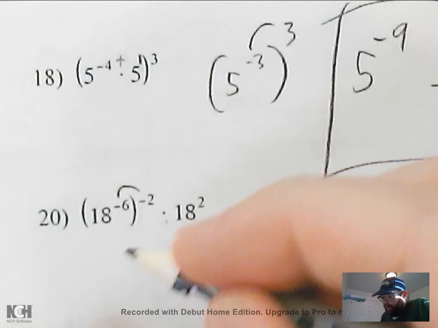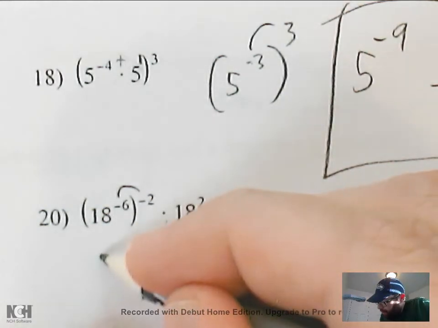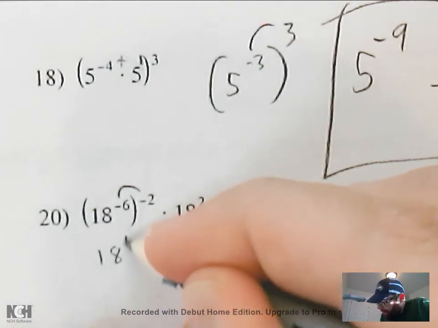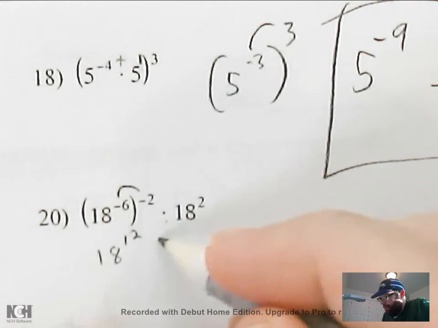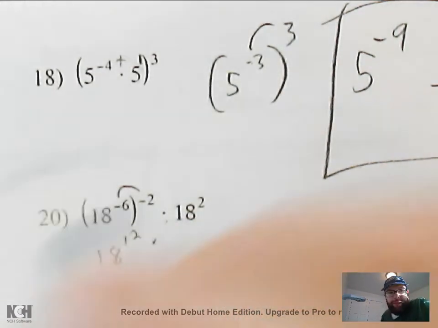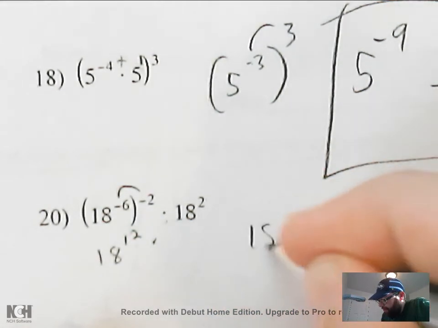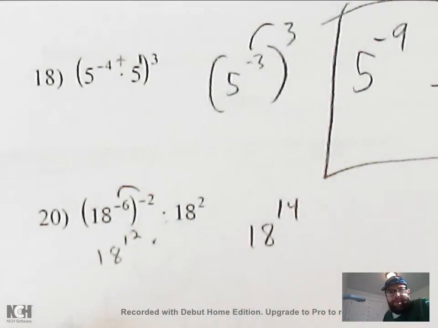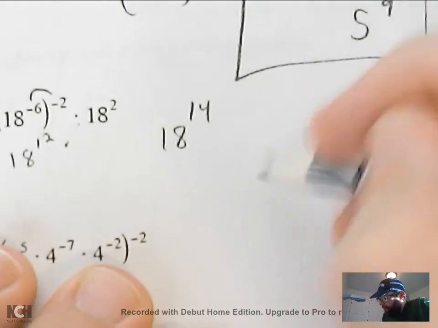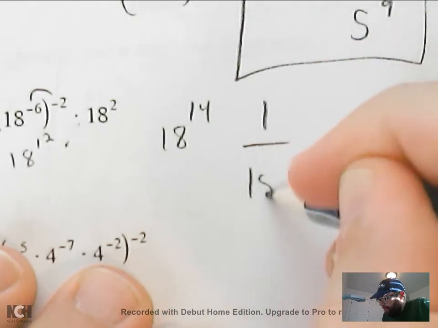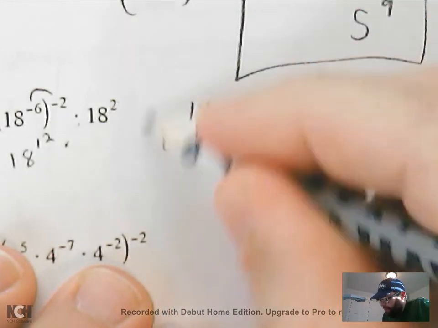That's going to give me negative 6 times negative 2 is positive 12. So, 18 to the 12th times 18 to the 2nd. Then we're going to add. So, 12 plus 2 is 14. So, 18 to the 14th. Right? And then we'd move it downstairs, be 1 over 18 to the negative 14. And that'd be your two answers.